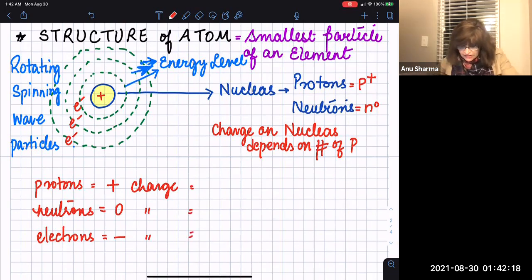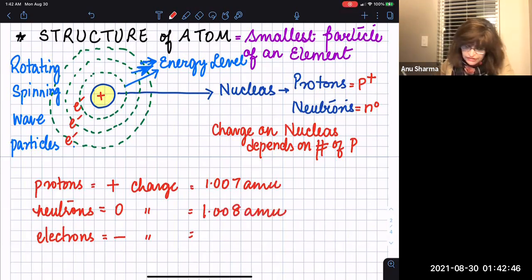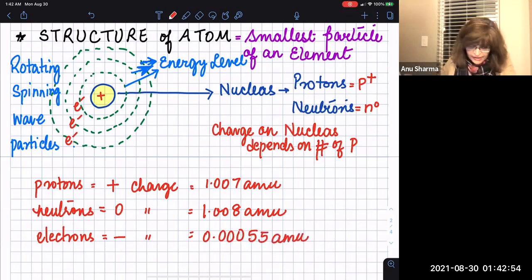Okay, now protons, the actual weight of the protons is 1.007 atomic mass units. Okay, the neutrons have 1.008 atomic mass units, so a little bit higher. And the electrons are very small. It's 0.00055 atomic mass units. Okay, so that's their size.